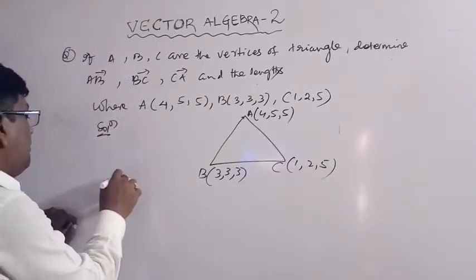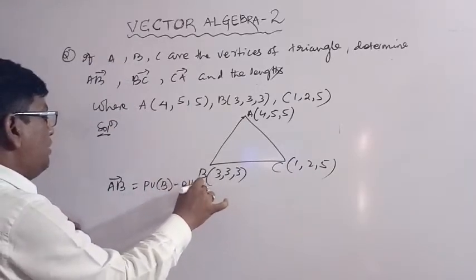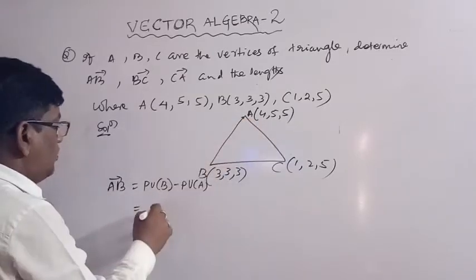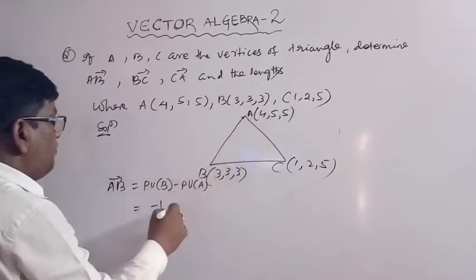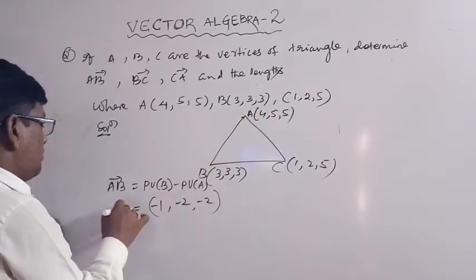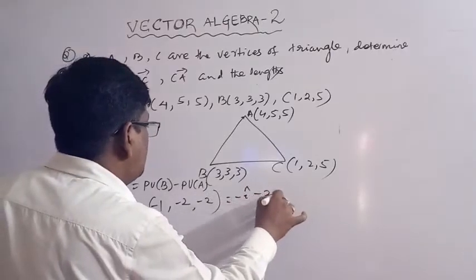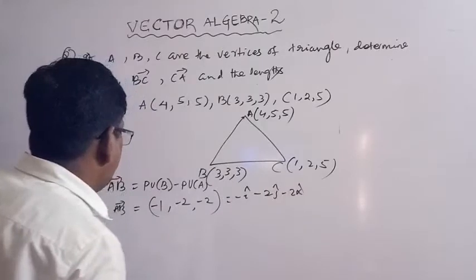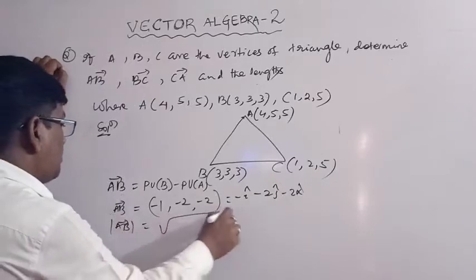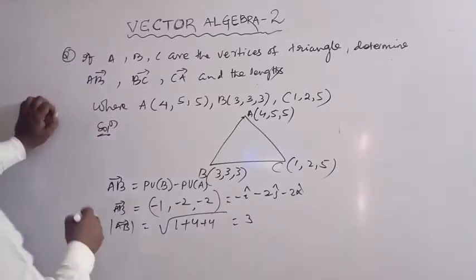So what is AB here? AB vector is equal to PV, position vector of B minus PV of A. AB means B minus A: 3 minus 4, 3 minus 5, 3 minus 5, that is minus 1, minus 2, minus 2. Or this can be written as minus i cap minus 2j cap minus 2k cap. And magnitude of AB is equal to root of 1 plus 4 plus 4, that is equal to 3.